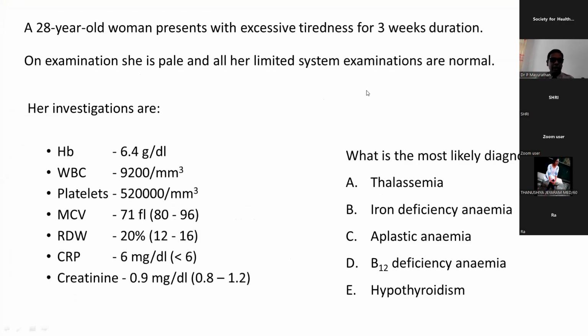Yeah, the patient investigations: the patient has a hemoglobin of 6.4, which is low. WBC is normal, but platelets are raised. MCV is low, red cell distribution width is high. CRP and creatinine are normal. So what is the most likely diagnosis?